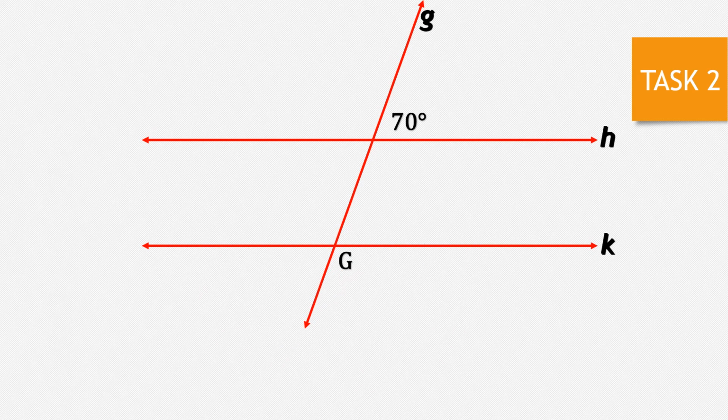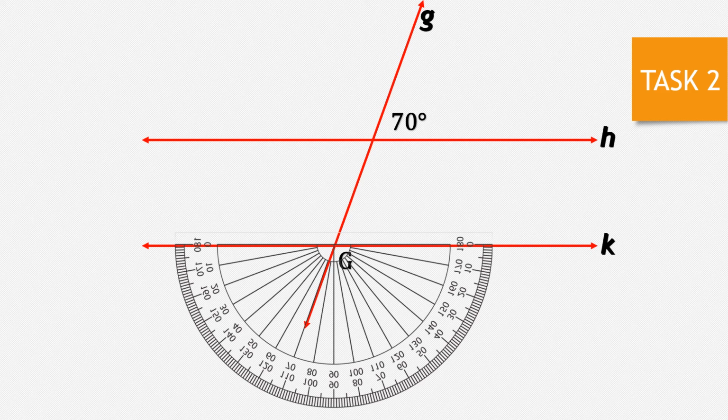Lastly, angle G. So facing on this side, let's start with this side, 0. So pointing here, we have 110 degrees. We have now completed measuring our angles. I hope you also learned how to measure angles using protractors.